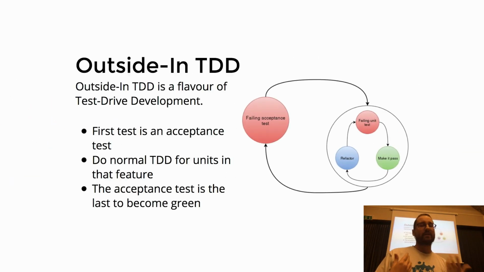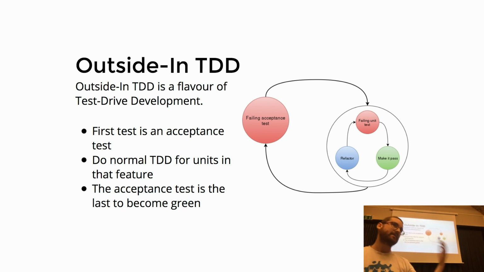And what is outside-in TDD? Basically, it's the same thing, but first you write an acceptance test. An acceptance test is a test that basically tells you my feature works as specified. This is the first test you write. Then you go into the normal TDD cycles for your units, the smaller features, right? Your subcomponents that create your big feature. And when you are done with that cycle, the last test to pass will be your acceptance test.